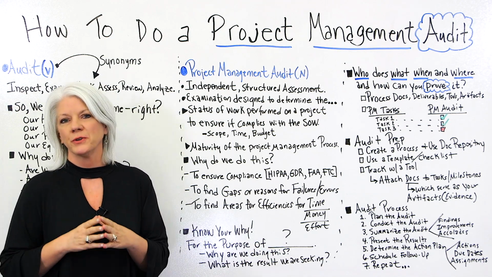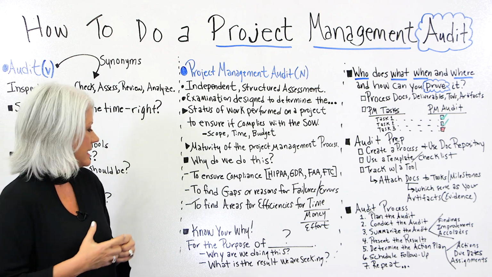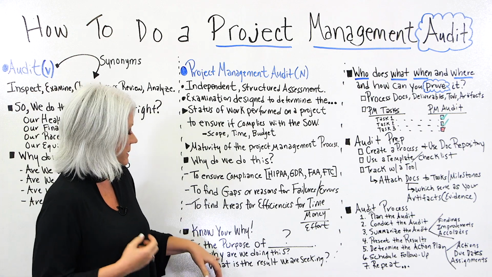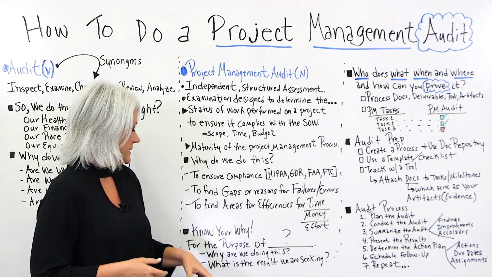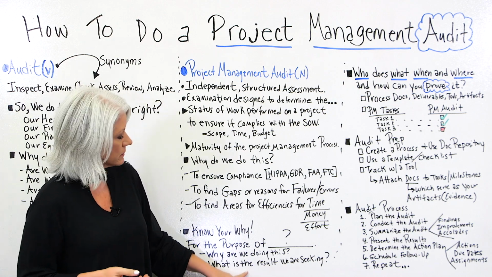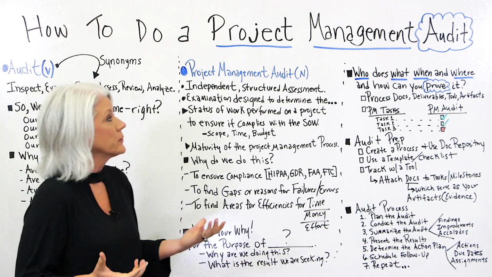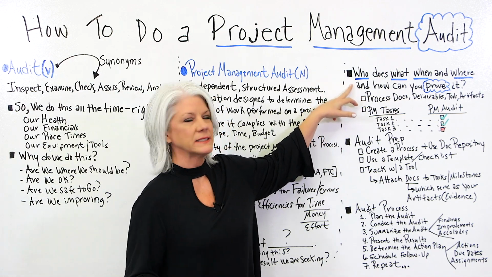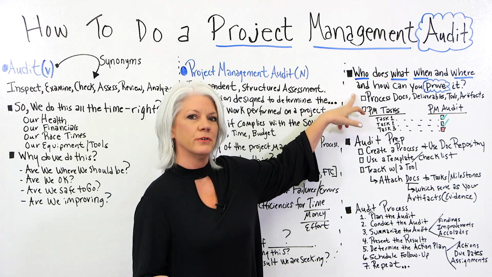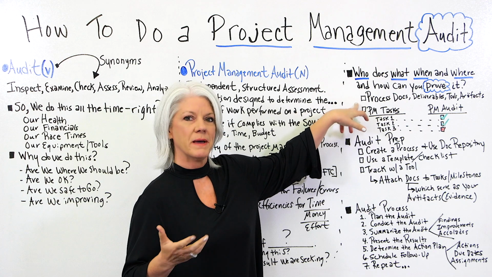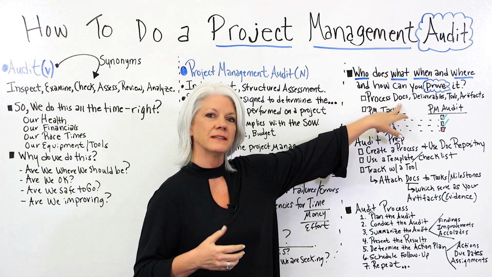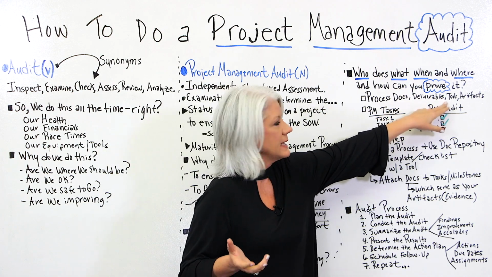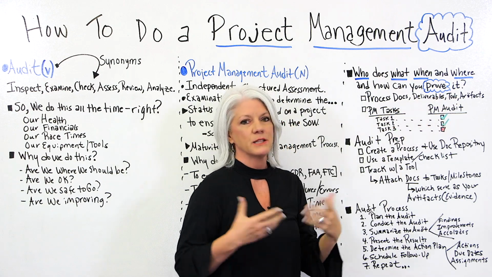So before you start your project management audit, know why you're doing it. We are doing this for the purpose of what? So you can be clear that you know why you're doing this, and more importantly, what is the result that you're seeking? So what do we look at? At a high level, we're checking out who does what, when, and where, and how can you prove it? So in the audit, we may be looking at process documentation, deliverables that are produced, maybe even tools that we use to track it, and the artifacts. The artifacts are actually the proof.